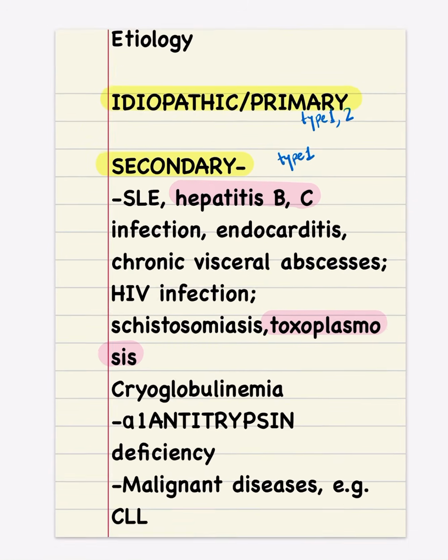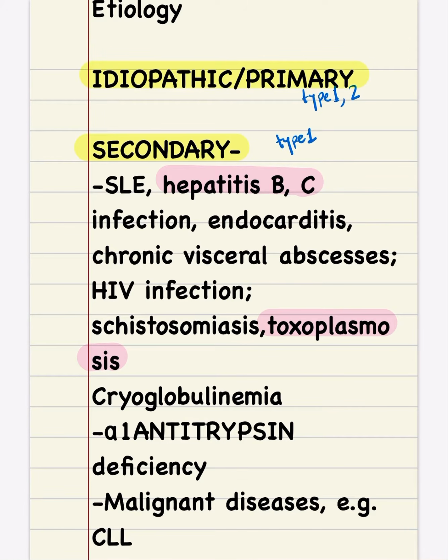Now we come to the etiology of MPGN. So one is when the cause is not known, and it is known as idiopathic or primary, and we label MPGN as idiopathic when we have ruled out all the secondary causes. And the primary MPGN can be type 1 or type 2, while secondary is invariably type 1.